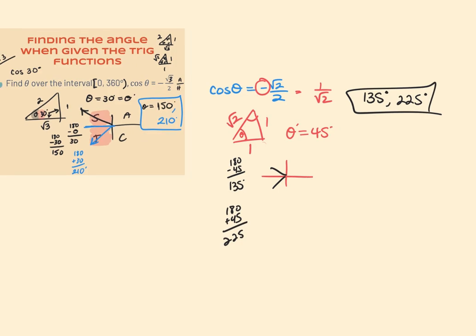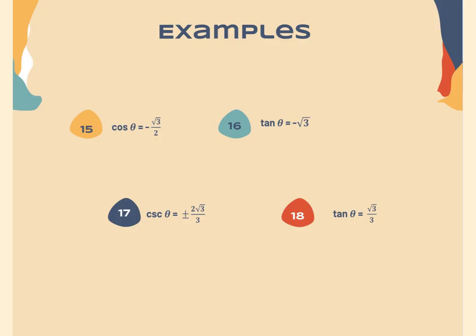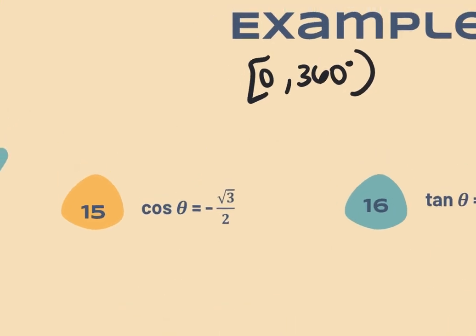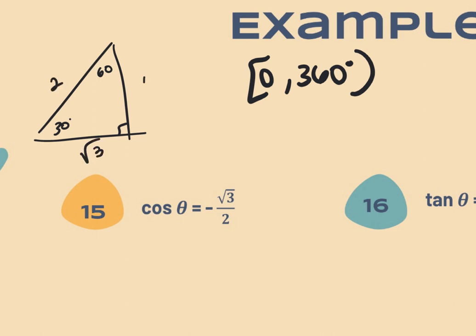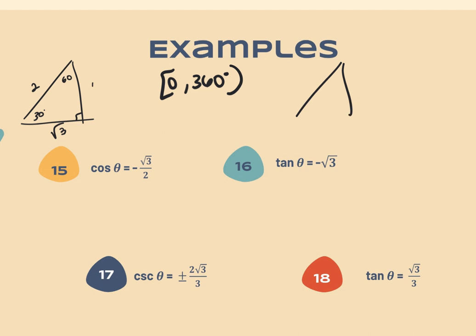All right, so we're going to do a bunch more. This would be the same set of instructions from 0 to 360. So there could be more than one answer. I'm going to draw just one of each triangle because we're going to use both. This would be 1, root 3, and 2, and then the 45, 45, 90: 1, 1, and root 2.